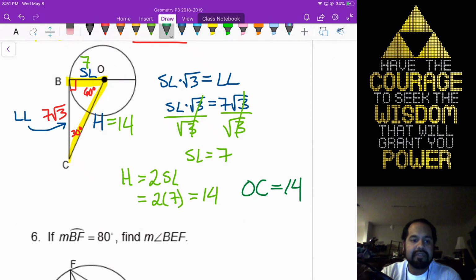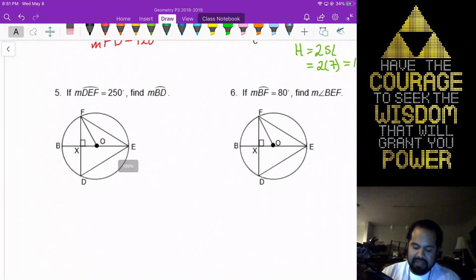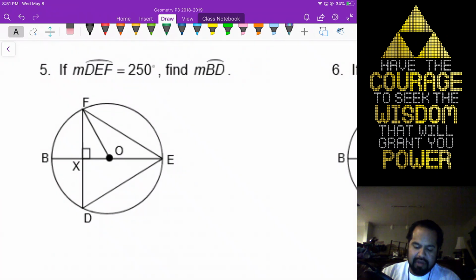All right, let's move on. Number 5, I have the measure of arc DEF. That is not an angle. There's no angle symbol there. Okay, so DEF, right? Why? I literally just said it's not an angle.